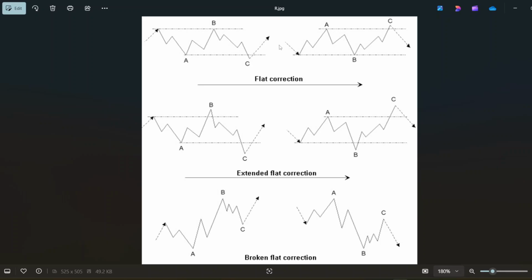Once wave C has completed, once wave C reaches a key support or a key resistance, look for reversal confirmation through price action signals like pin bars, engulfing candles, or divergence on RSI or MACD.